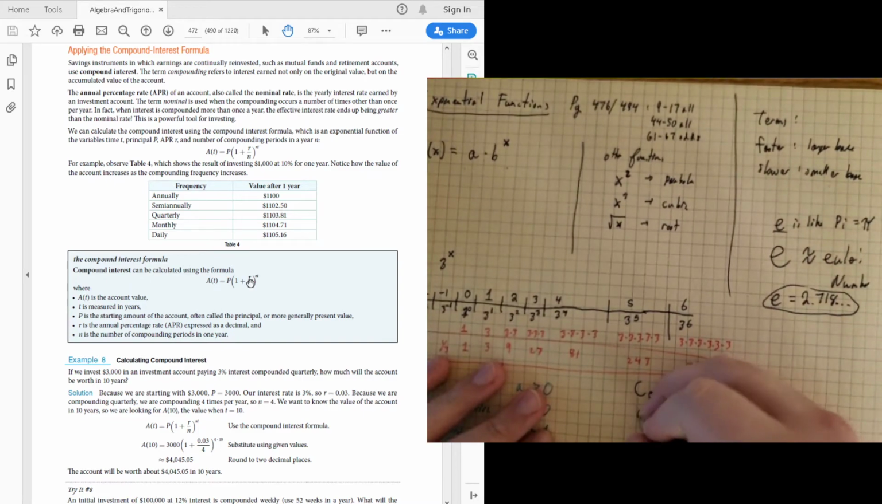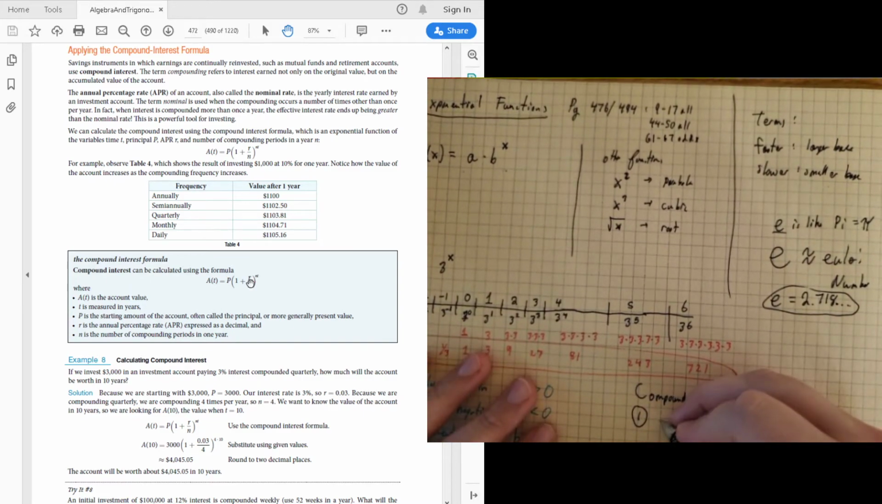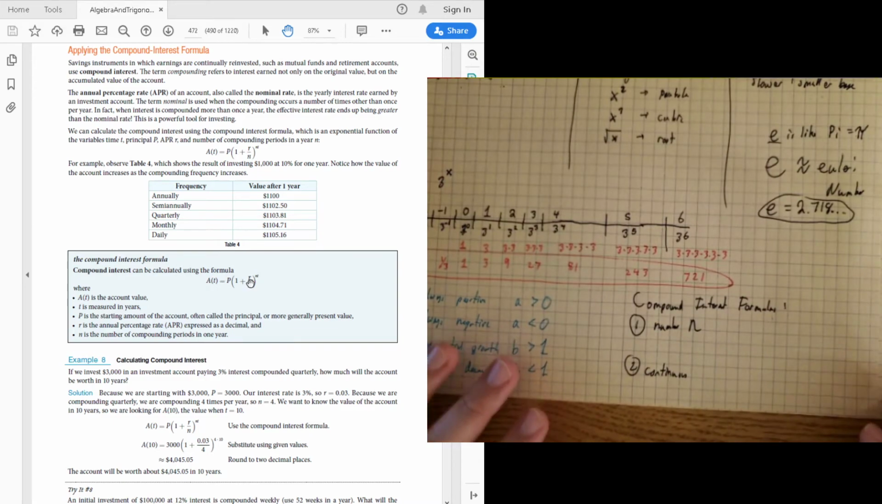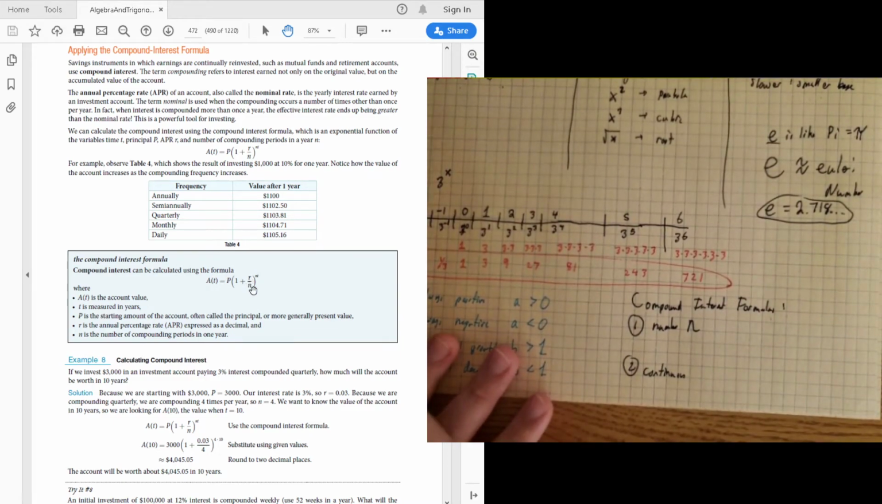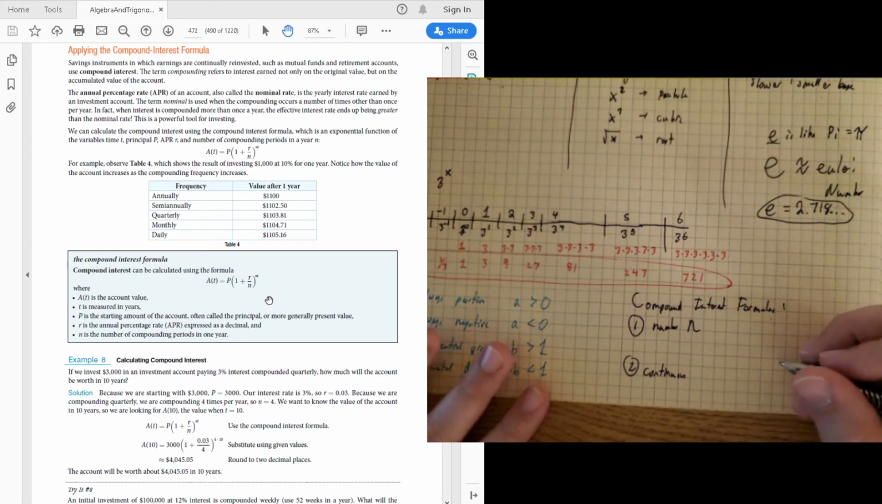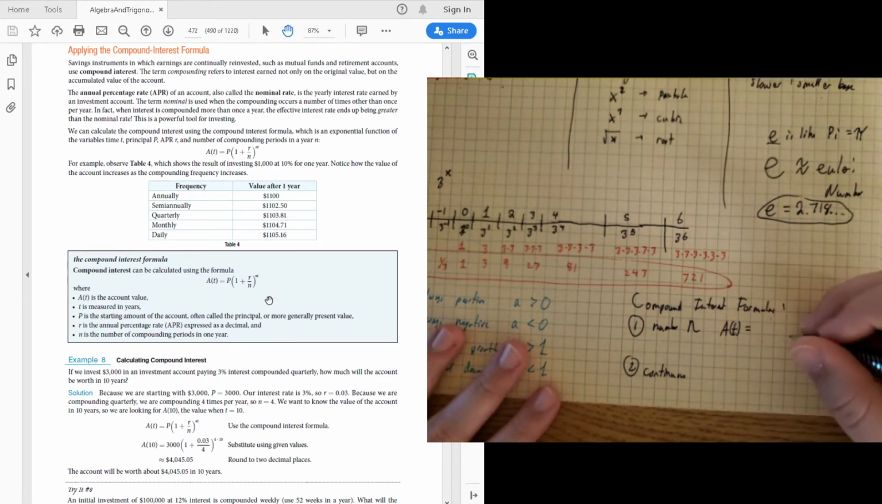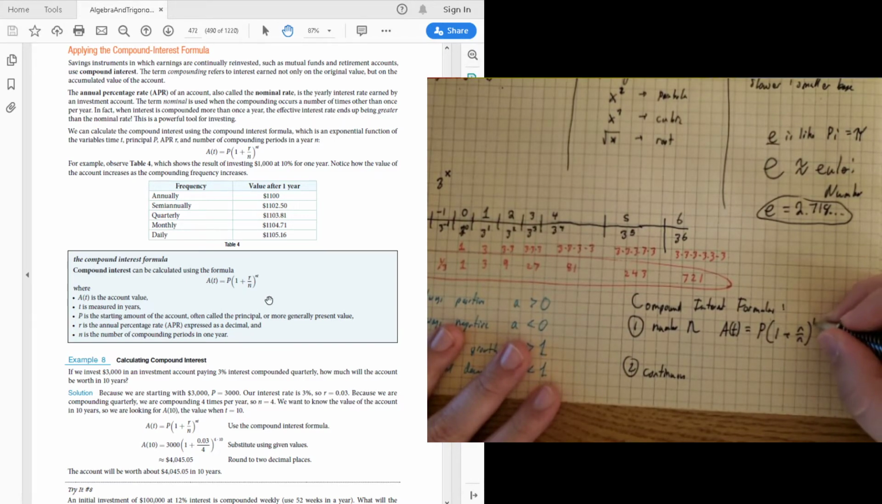Now there's 2 of them. The first one is for number n. The second one is for continuous. Depending on the problem you have tonight, you need to notice which one is which, and they'll always try to tell you. So, in this case, the formulas are, for this first one, A of t is equal to capital P times 1 plus r over n to the nt power.